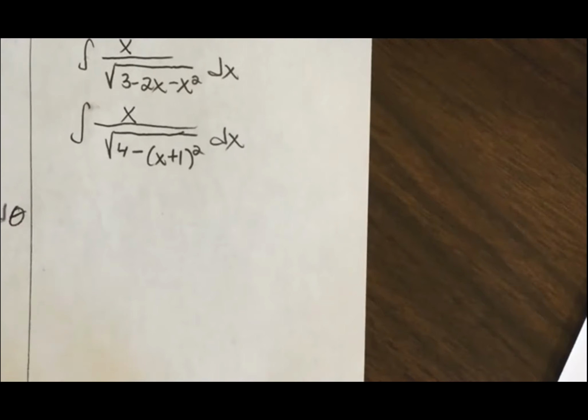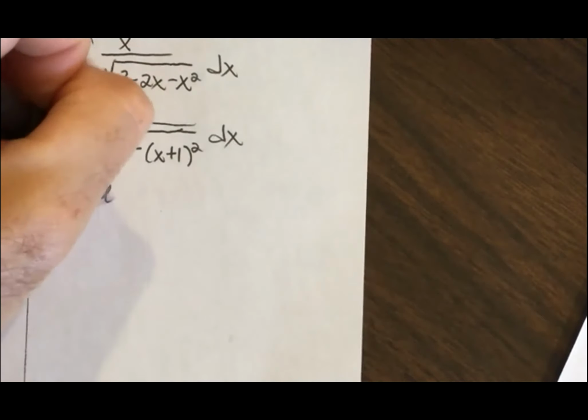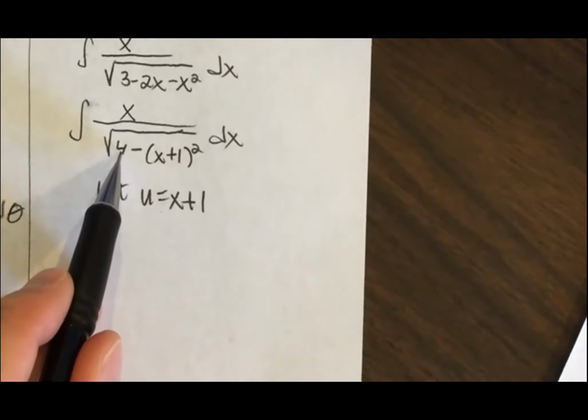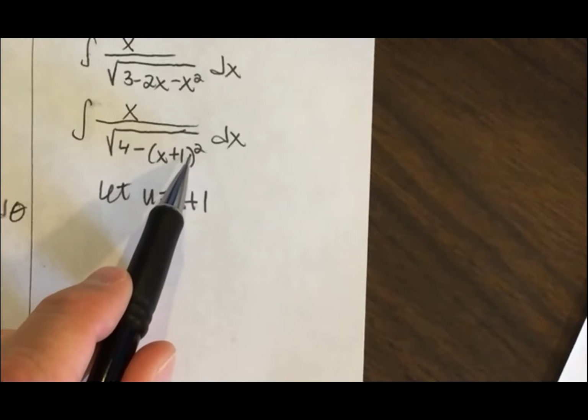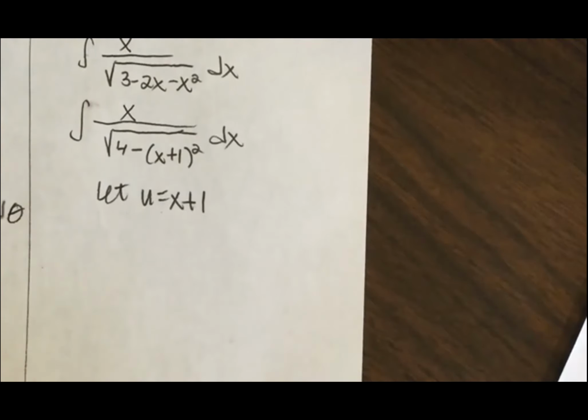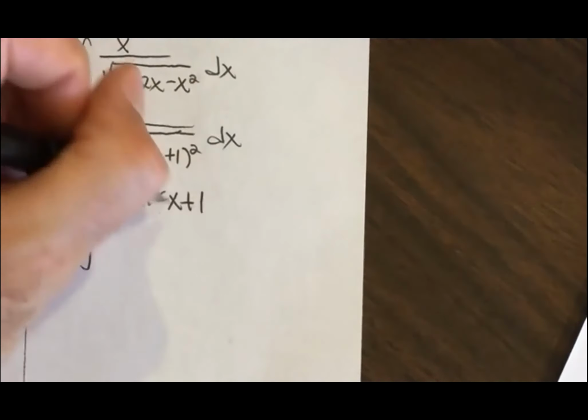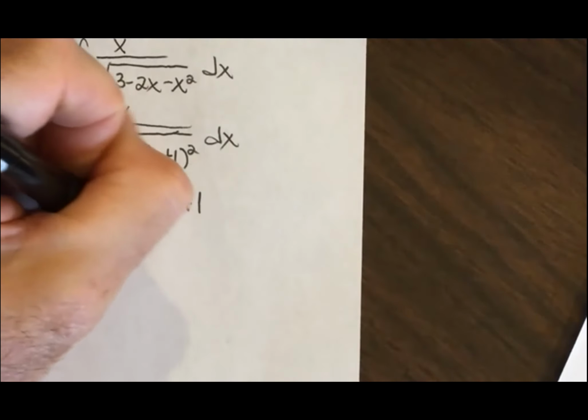Okay, so now what? Now a couple things. First, if you're a big substitution person, you can let u be x plus 1 and change everything to u's, because then you'd have a square root of 4 minus u squared down here, and it would look more like the real problems we've been doing before. What does that mean? Well, if u is x plus 1, then x is u minus 1, and this is the square root of 4 minus u squared. And of course, dx is equal to du, because the derivative of x is 1.